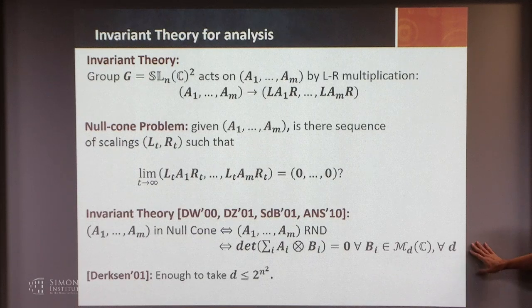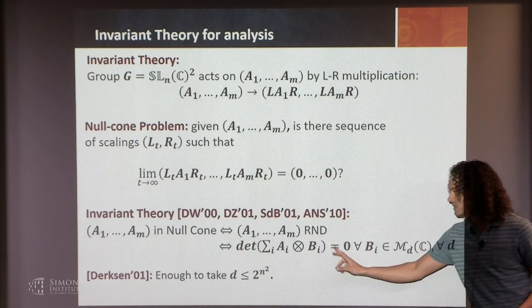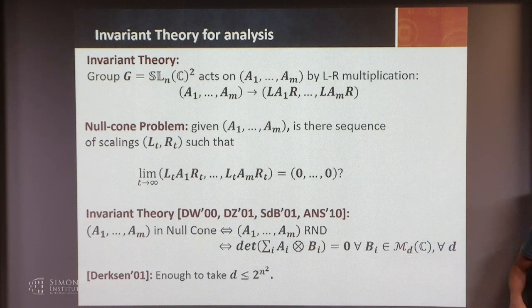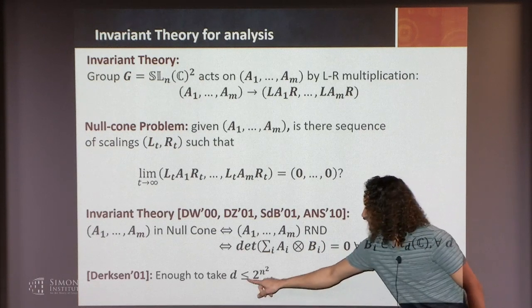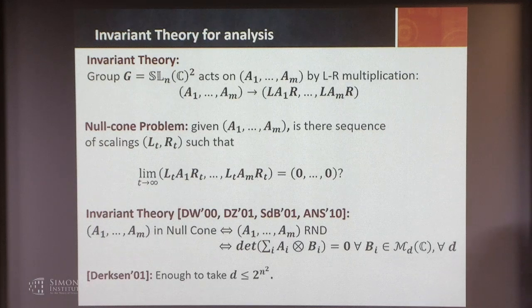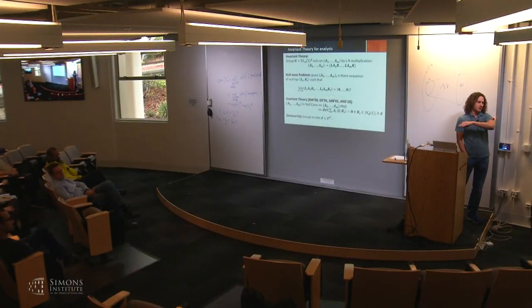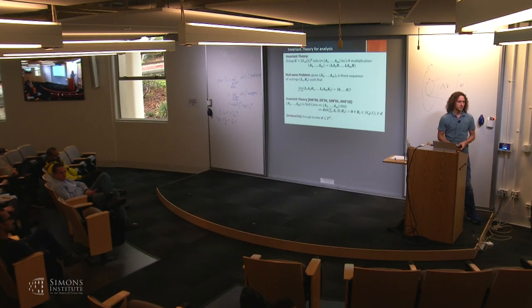But here, let's just use Derksen's bound because it makes our life easier. So we just need to take D exponential, and then we can find these matrices B with entries of size N times this. What kind of methods is he using? You don't have a proof of Derksen's theorem? Oh, no. He used Cohen-Macaulayness; this is the general theorem for any reductive group. He gives an effective bound.